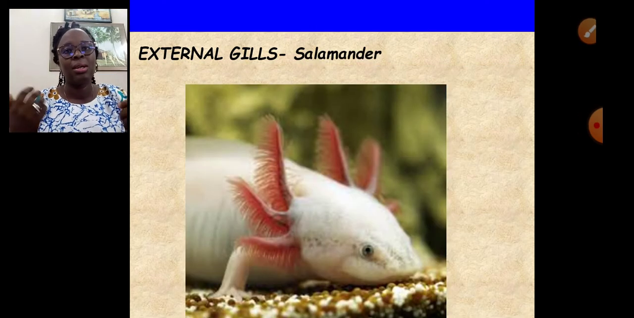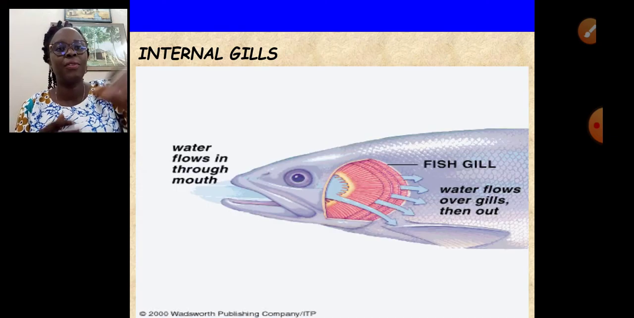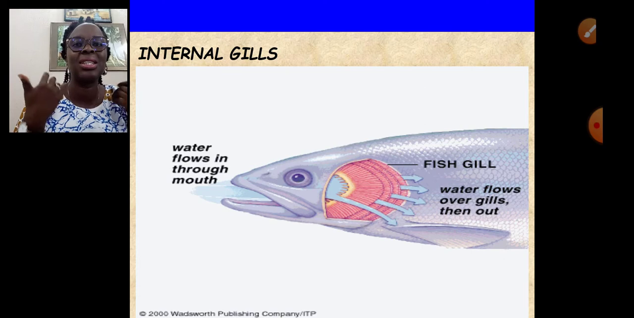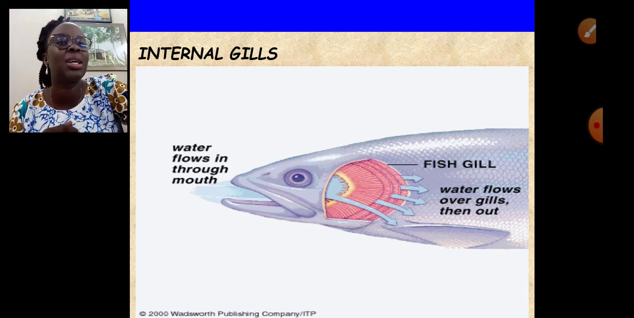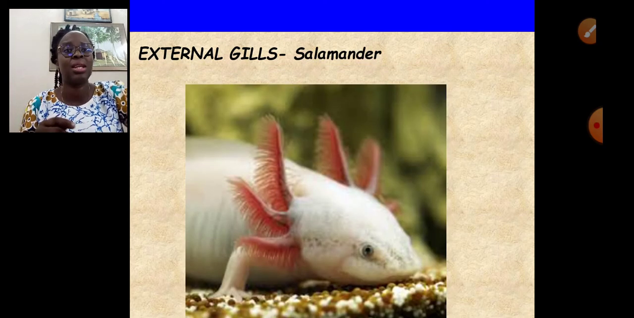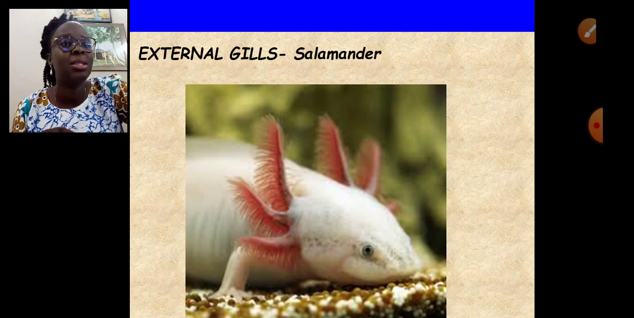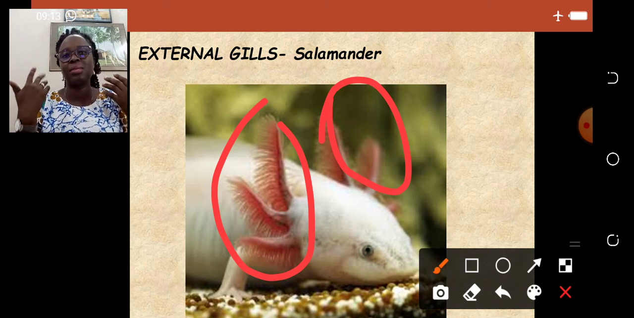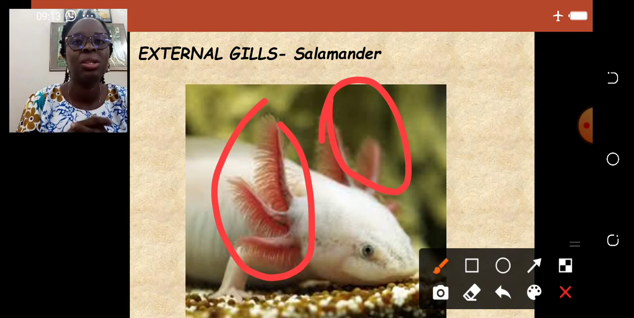All right, in the case of fish, they possess what we call internal gills. That means their gills are inside, but there are some organisms that have their gills outside, like a salamander. You can see the gills outside here. That's where exchange of gas takes place. That's their own respiratory structure.